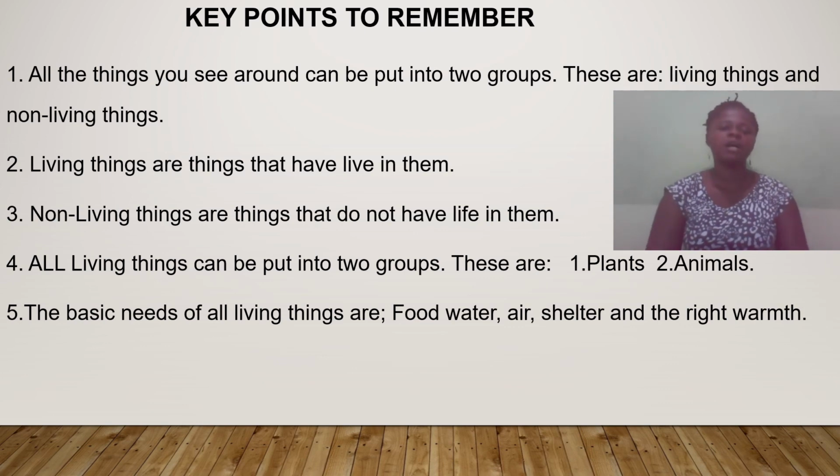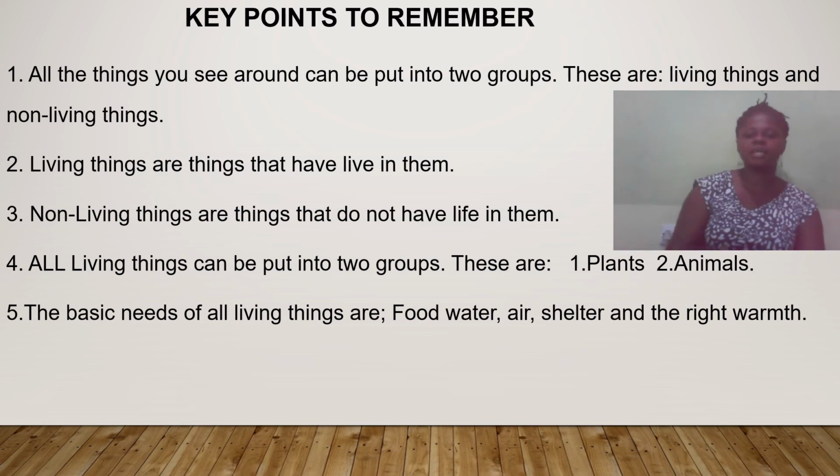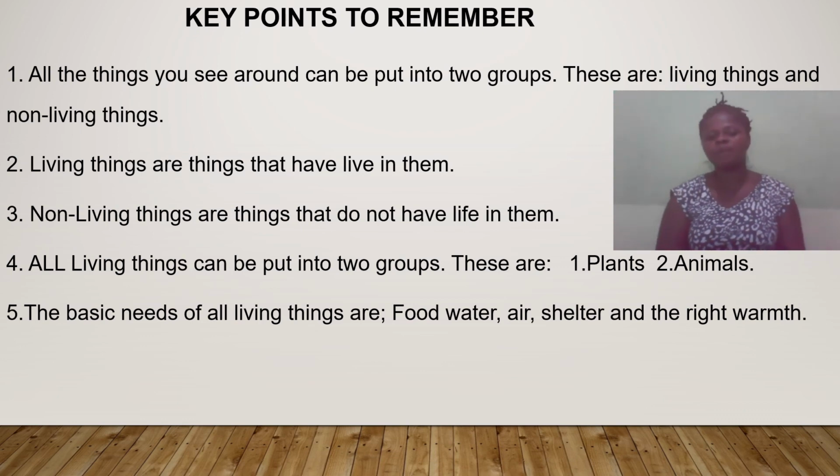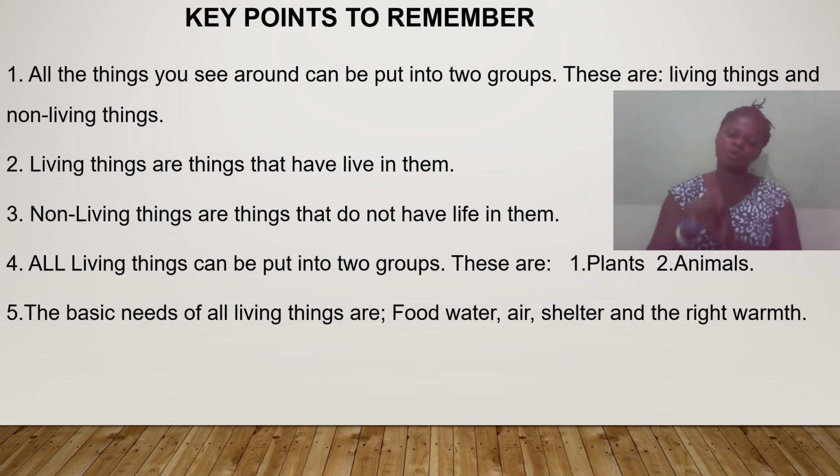Living things are the things that have life in them. Non-living things are things that do not have life in them. Again, all living things can be put into two groups, and they are plants and then animals. And the basic needs of all living things are food, water, air, shelter, and the right warmth.